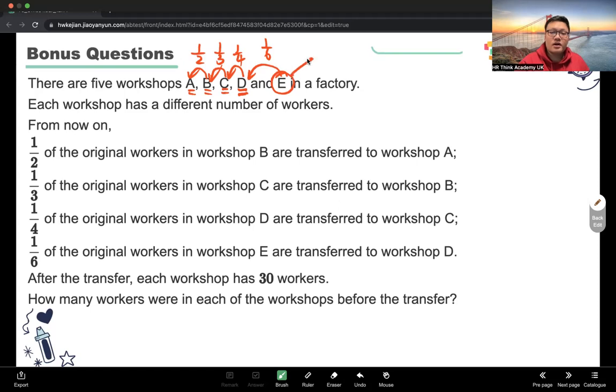So question, originally, how many workers do we have in workshop E? And then you're going to do that step by step and then finish the whole question.